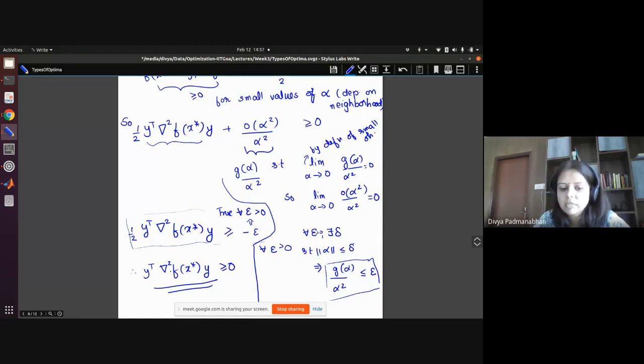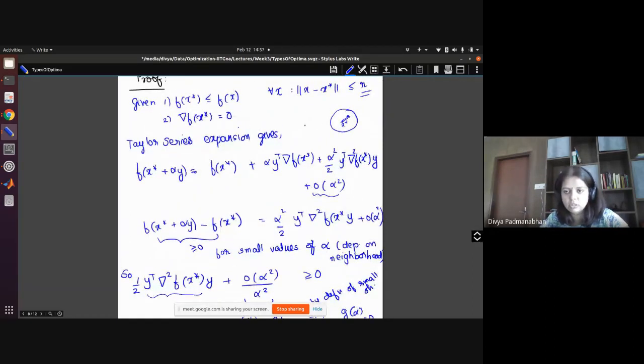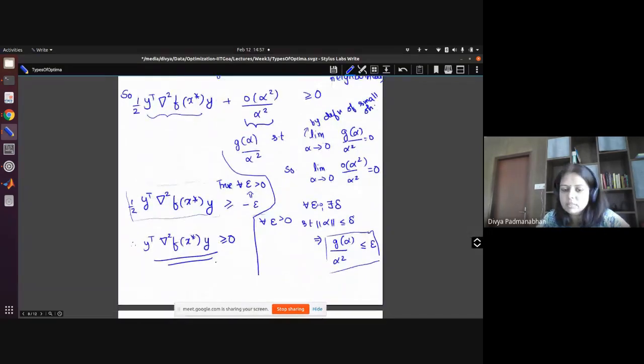Because of that, we can say that y transpose this quadratic term is going to be greater than or equal to 0, because for any epsilon you take, you will have this relationship. And now remember, y was just any direction around x star you could go. So that's why this is true for all y. This is nothing but what a positive semi-definite matrix is. So this means that the Hessian, delta squared f of x star, is a positive semi-definite matrix.